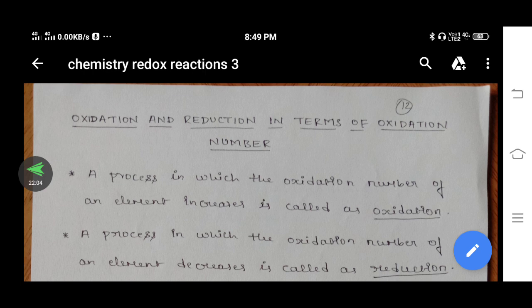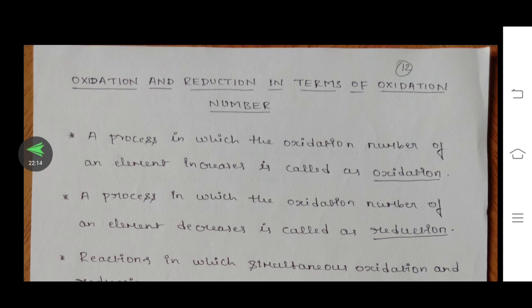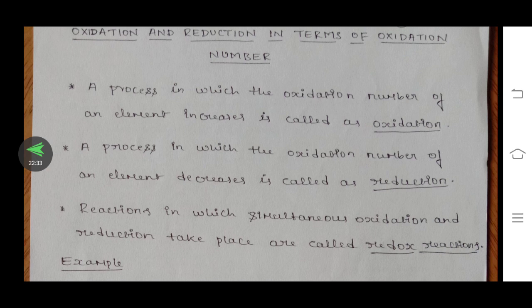Yes. So next topic is oxidation and reduction in terms of oxidation number. A process in which the oxidation number of an element increases is called oxidation. Okay, so this is one more definition for oxidation. Next, for reduction, a process in which the oxidation number of an element decreases is called reduction.